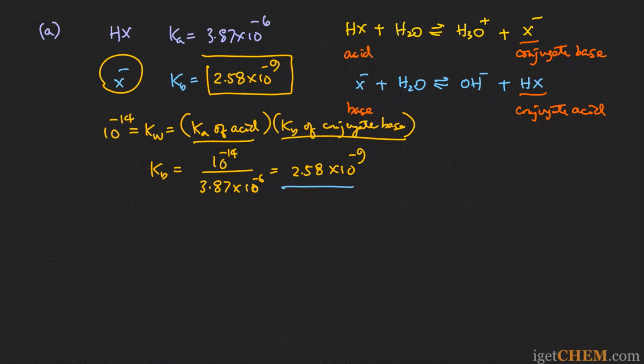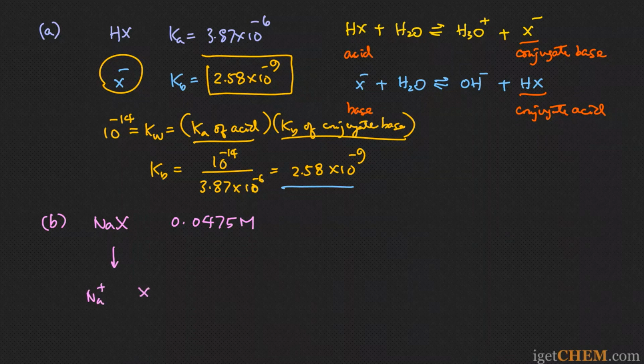For part B, we want to calculate the pH of a solution containing NaX with a molarity equal to 0.0475 molar. Sodium salts are all fairly soluble, so if you have a NaX solution, it will completely dissolve into Na plus and X minus. So what we are actually doing is that we want to calculate the pH of a solution containing X minus ion, which is basic, with that as its concentration.